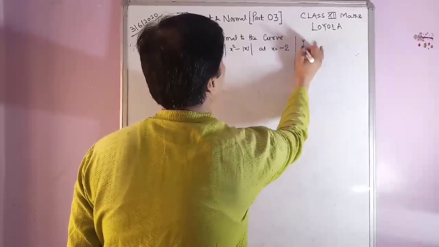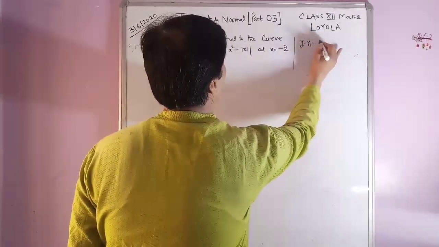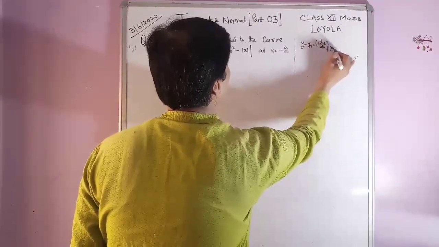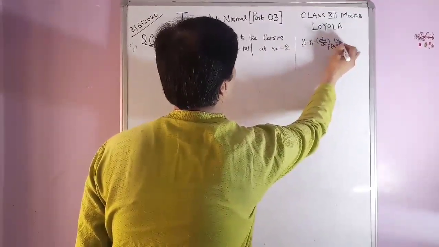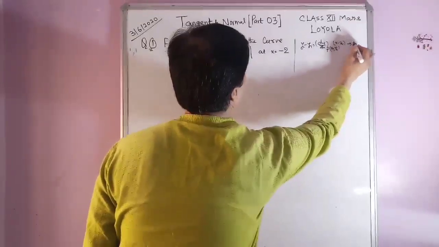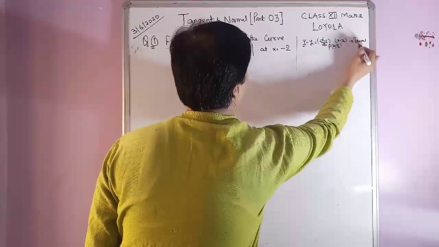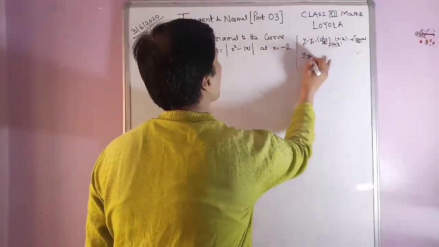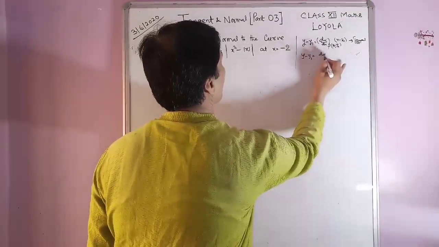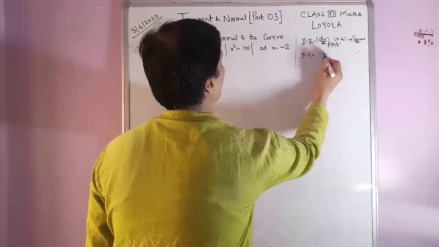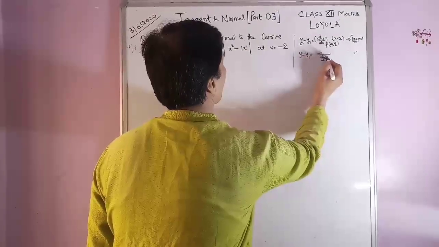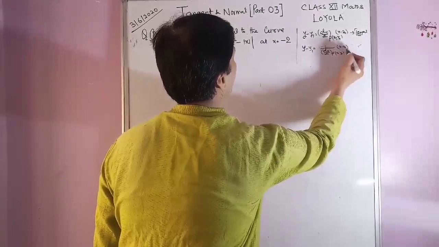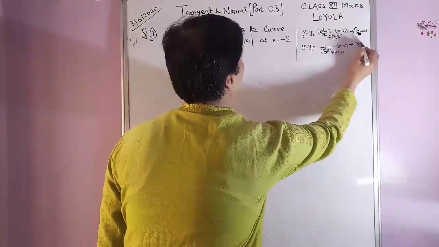You know, y minus y1 equal to dy by dx at P(x1, y1) into x minus x1. This is the equation of tangent at point P(x1, y1) to the curve. And y minus y1 equal to minus 1 upon dy by dx at P(x1, y1) into x minus x1. This is the equation of normal.